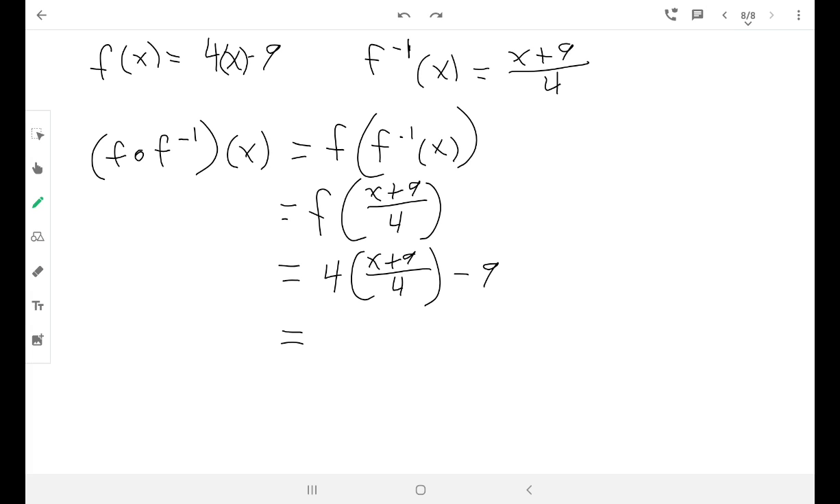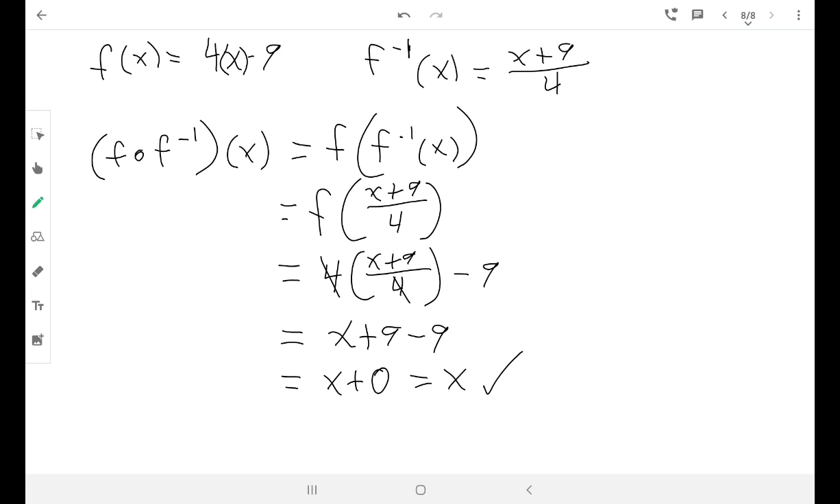And when you multiply fractions by things that are not fractions, you are multiplying them on the top. So I've really got 4 divided by 4, which is 1. So those cancel. And I'm left with x plus 9 minus 9. Well, 9 minus 9, that's 0. So that's x plus 0, which is x.